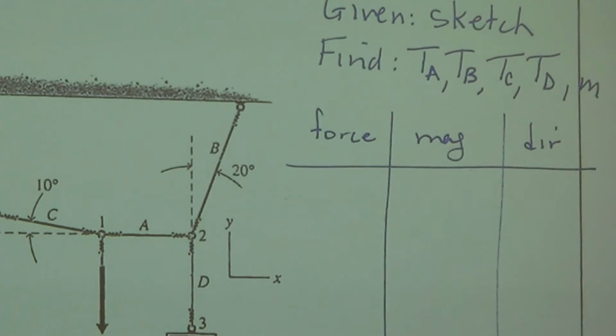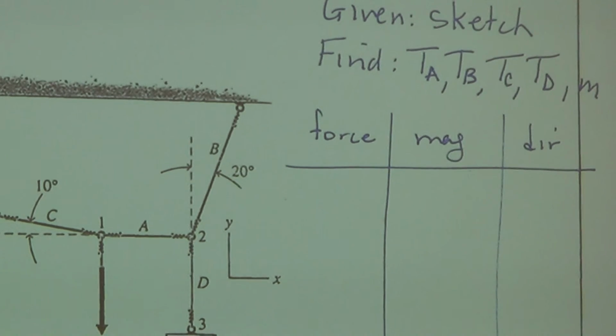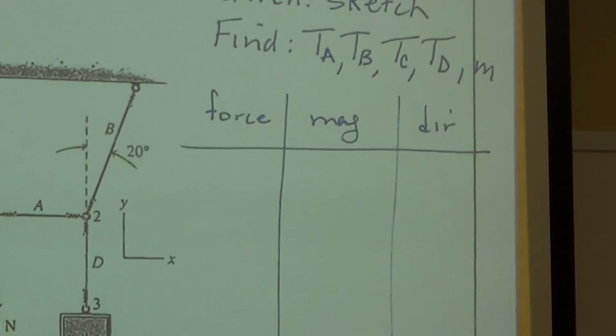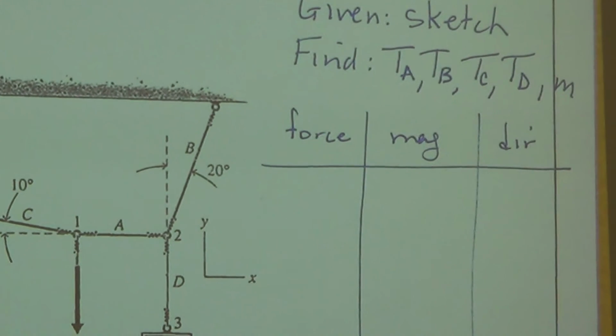Why don't you work with the person next to you, filling out this table. What forces are present? Do you know the magnitudes or not? Put a check mark or a question mark. Do you know the direction? Check mark for yes, question mark for no.